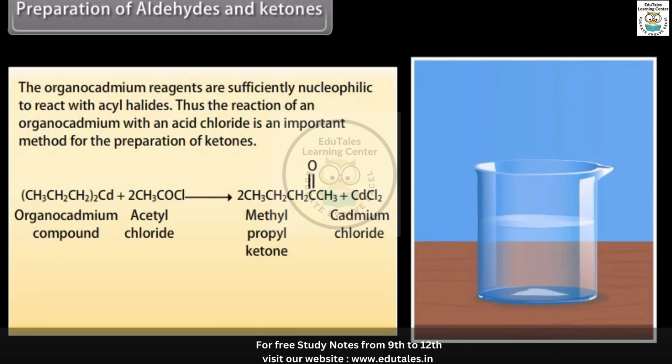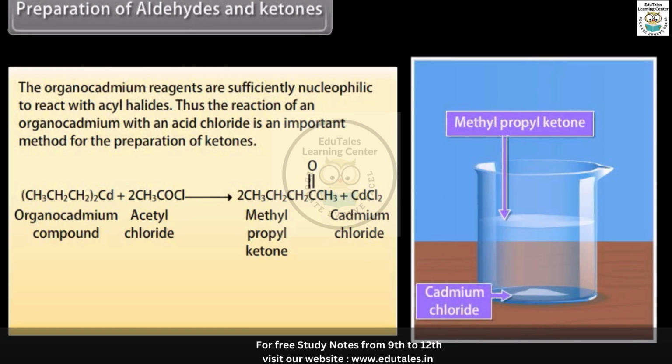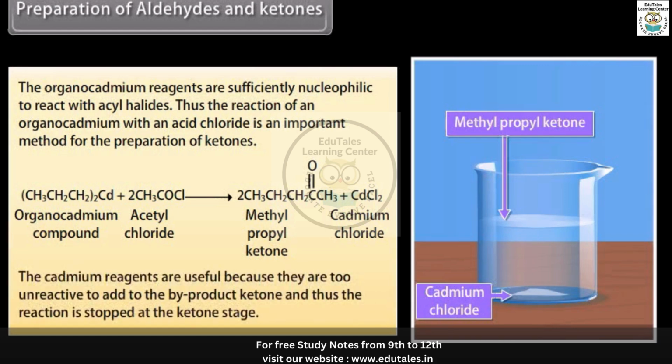Thus, the reaction of an organocadmium with an acid chloride is an important method for the preparation of ketones. The cadmium reagents are useful because they are too unreactive to add to the product ketone, and thus the reaction is stopped at the ketone stage.